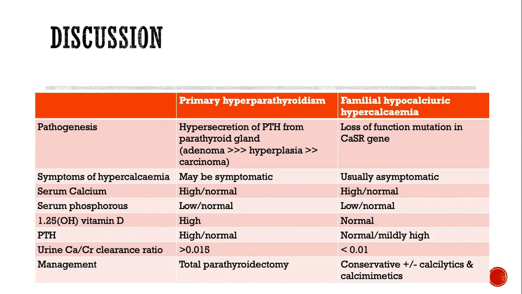Management-wise, primary hyperparathyroidism is managed by total parathyroidectomy, and familial hypocalciuric hypercalcemia by conservative management plus or minus calcilytics and calcimimetics. It is important to highlight the importance of differentiating between these two entities, where the clinical and biochemical features overlap. It is important to do the urine calcium to creatinine clearance ratio because the management is quite different.